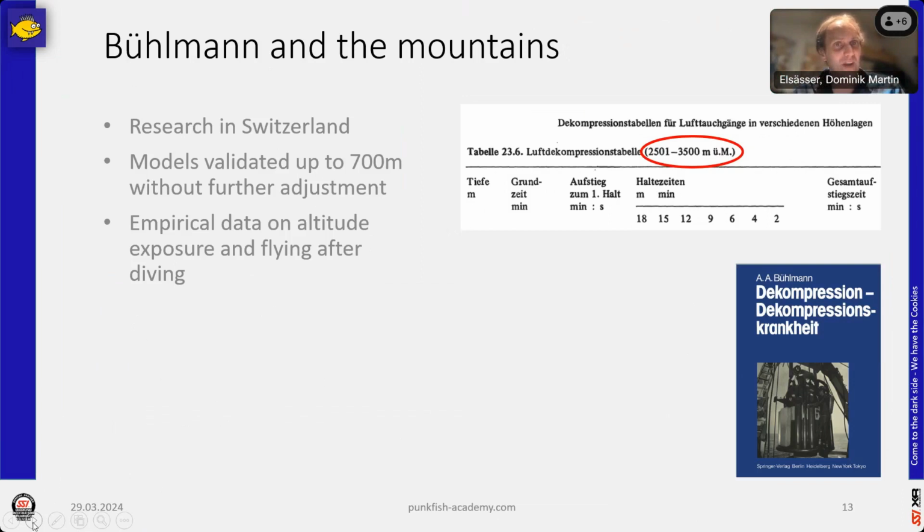And now, also, there is, of course, some empirical data on altitude exposure, and that includes also flying after diving. On that we will touch later on. And then there is, of course, from the works of Bühlmann and colleagues, adapted tables also for much higher altitudes. You see here an example for an altitude bracket of 2,500 to 3,500 meters. So that's already approaching Lake Titicaca in a way, yeah? Okay, one forward, please.